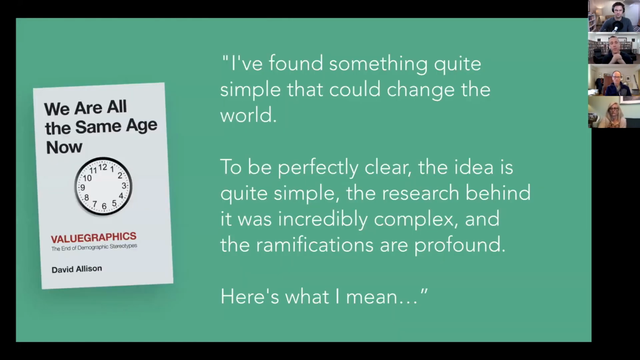Another one is from David Allison, who was on yesterday. I think he's still watching today. He is, I saw him in the chat. This is his book, We're All the Same Age Now: "I found something quite simple that could change the world. To be perfectly clear, the idea is quite simple. The research behind it was incredibly complex, and the ramifications are profound. Here's what I mean." If you're reading a book about marketing and advertising, and this is the intro, you're at least finishing this page to see what his argument is. By the way, his stuff's pretty compelling, if you really care about demographics and what he calls value graphics. Other people call them psychographics, same thing.